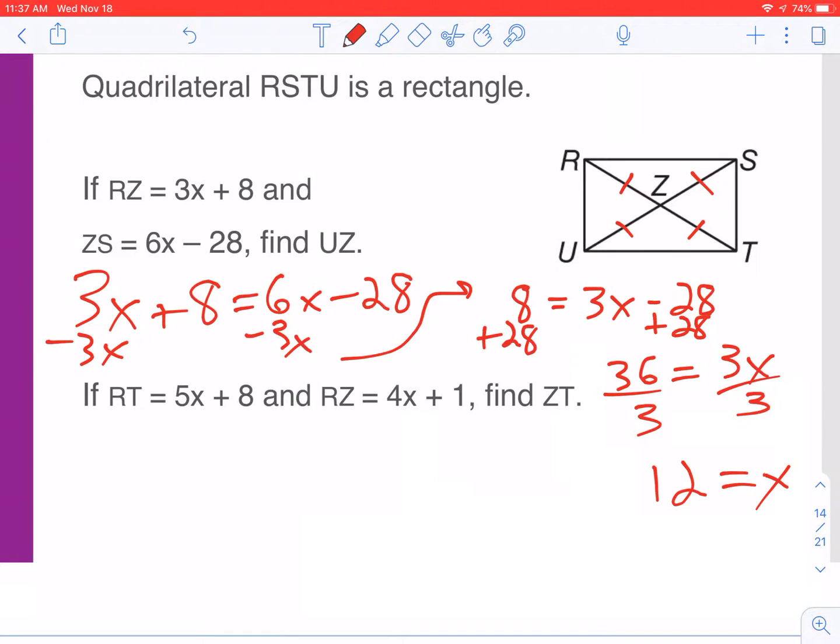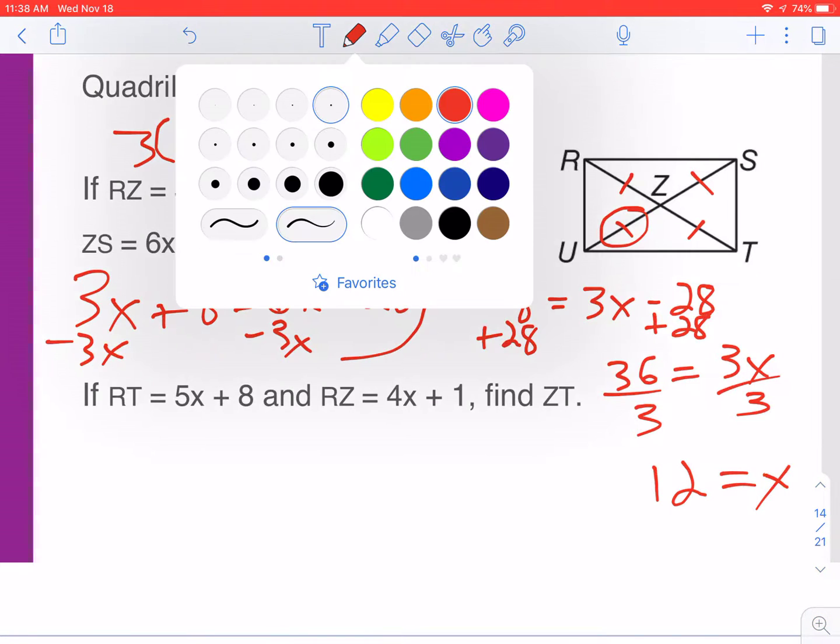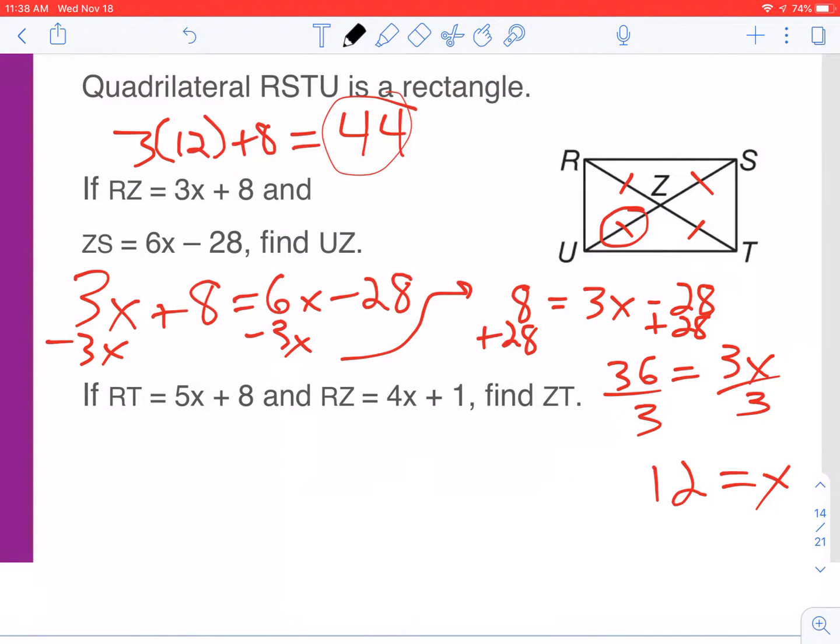I'm trying to find UZ. Well, all I got to do is I got to plug 12 back in. So 3, I'm going to draw it over here. 3 times 12 plus 8 equals, if I do all that math, is 44. Okay, same thing down here. All of these are equal. Okay, now, a little more challenging.